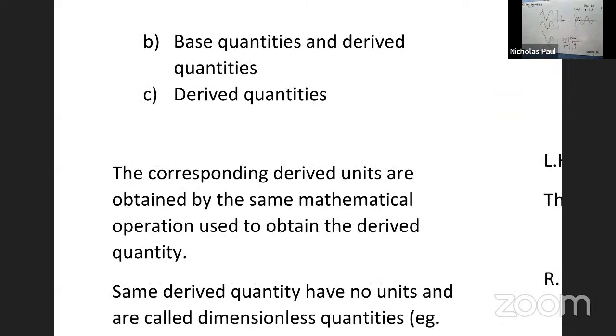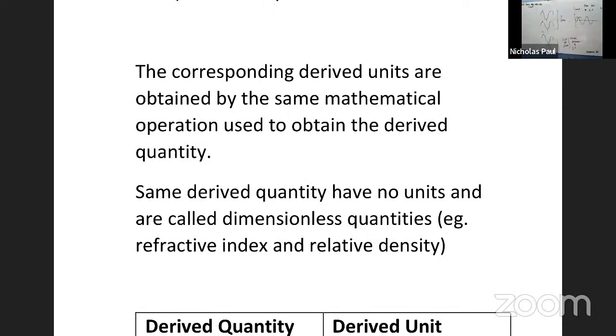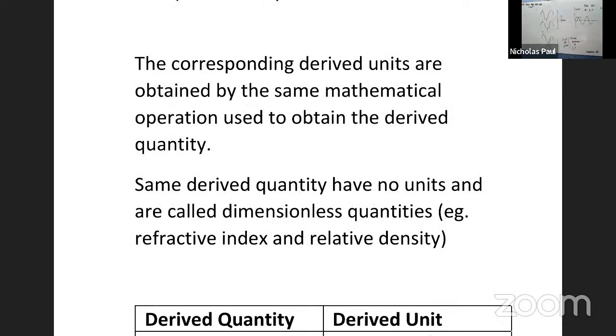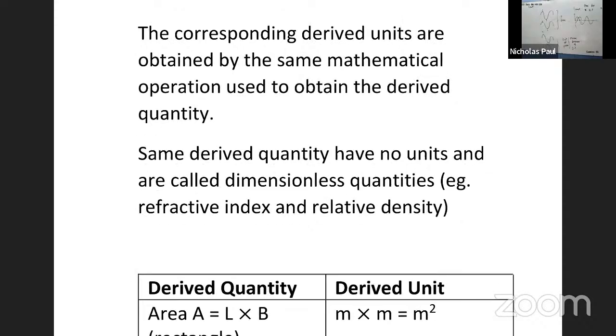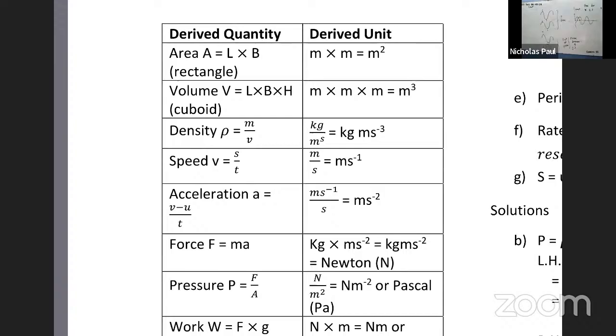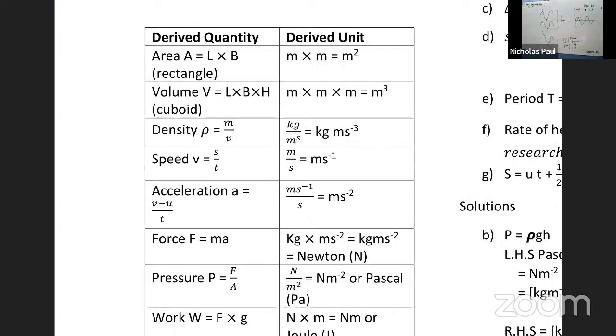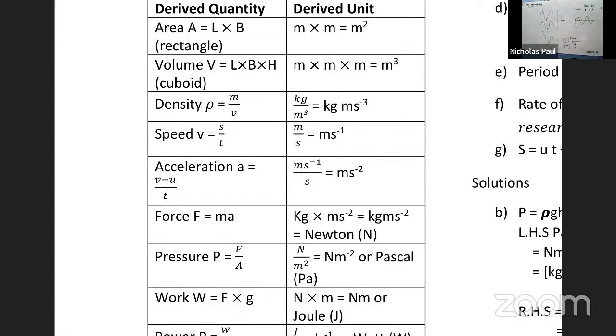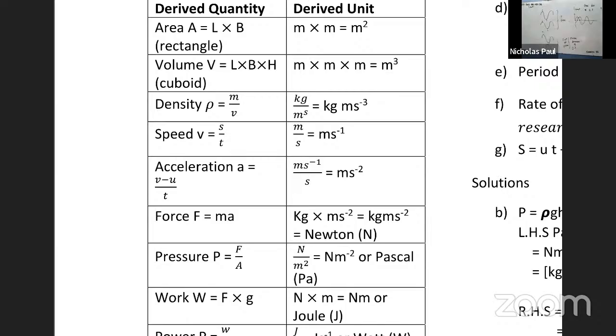The corresponding derived units are obtained by the same mathematical operation used to obtain the derived quantity. Here are some quick examples. You should know all of them, okay? Because if you see pressure, you have to be able to write it out. As a quick practice, force is this. Just write pressure for me in terms of base quantities only.